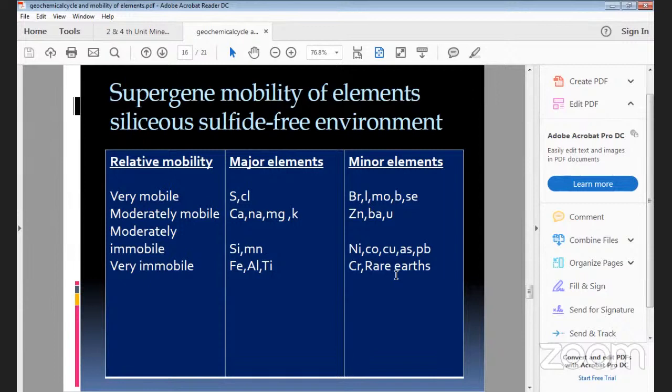The major elements and minor elements, how they have mobility capability. We see very mobile major elements: sulfur and chlorine, and minor elements like bromine, iodine, molybdenum, boron, and selenium.